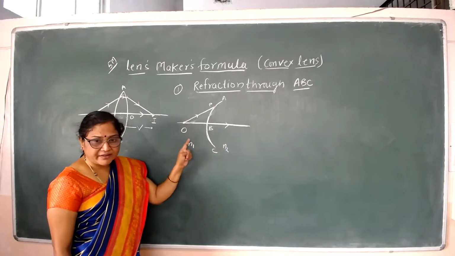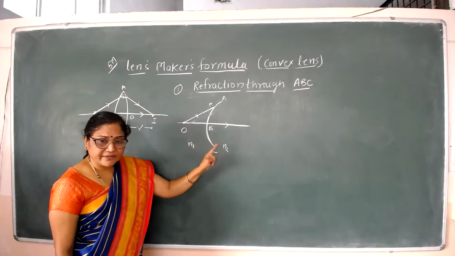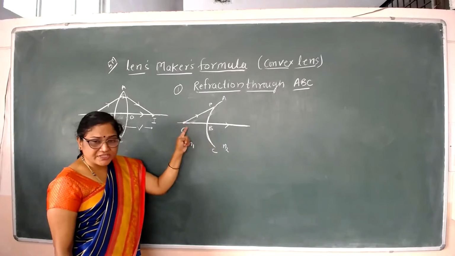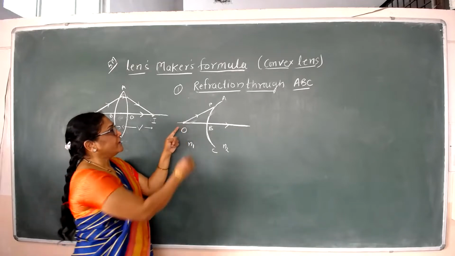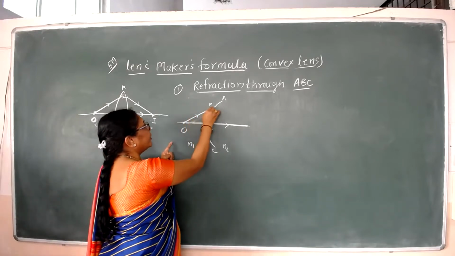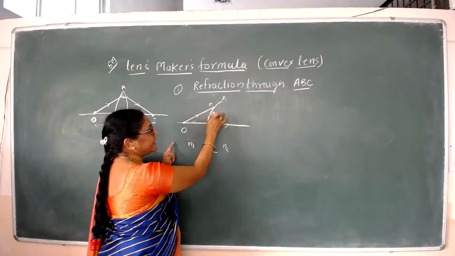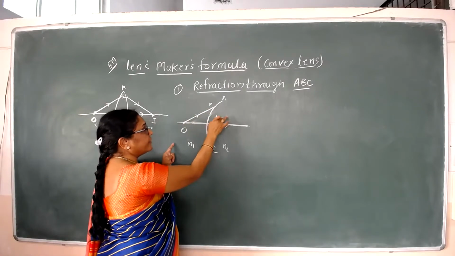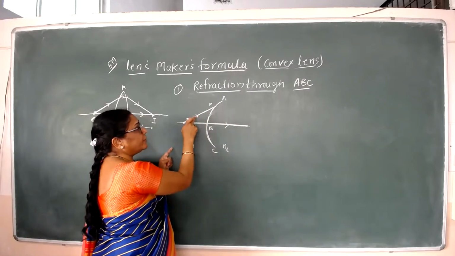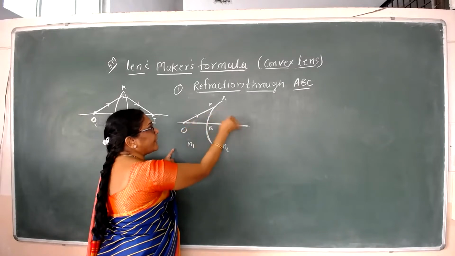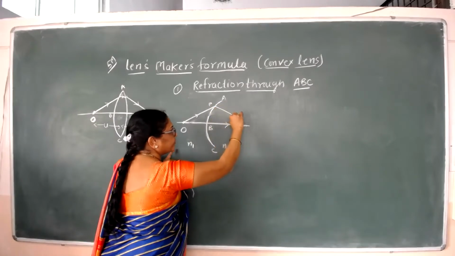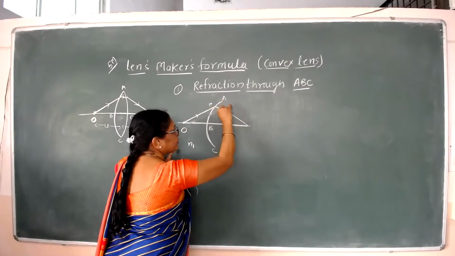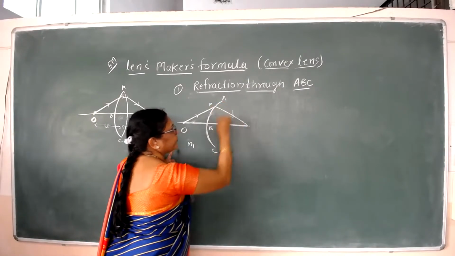Means N1 is a rarer medium, N2 is a denser medium. Where is the object situated? The object is situated in the rarer medium. So here the ray of light propagates from the rarer medium and is incident on the denser medium. When the ray of light propagates from rarer to denser, it bends towards the normal. So here this is a refracted ray.